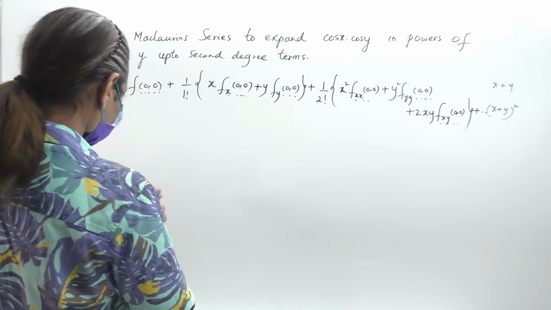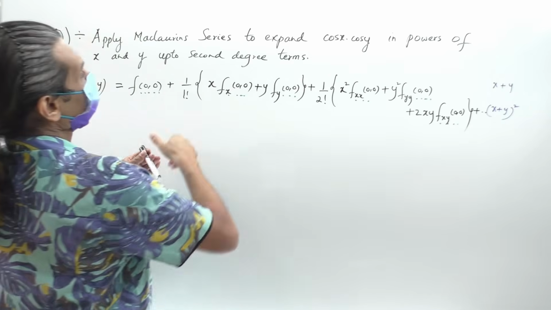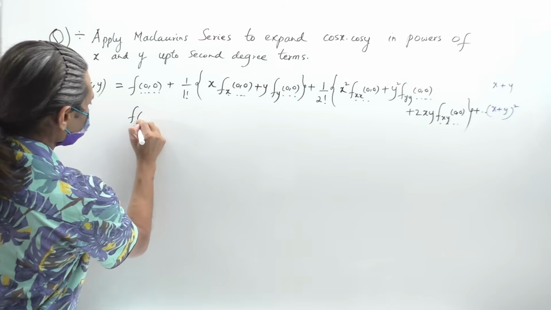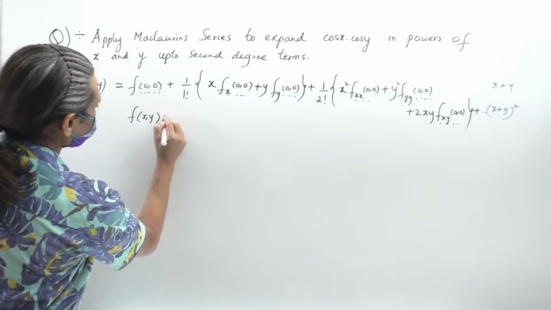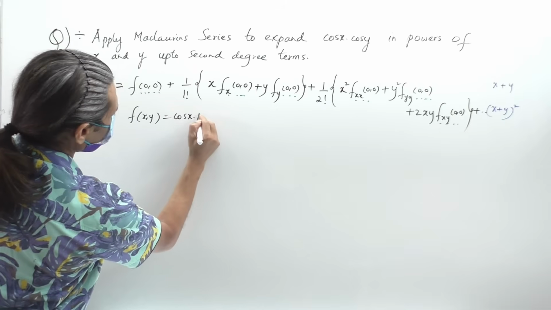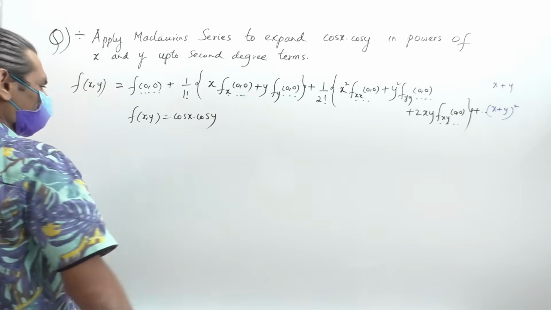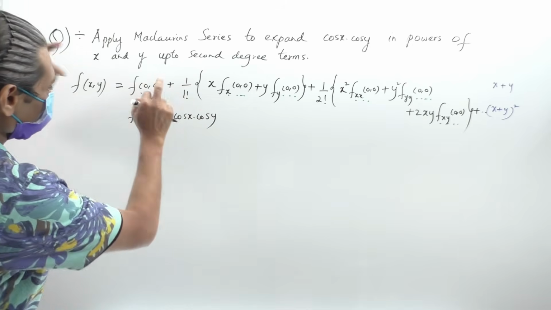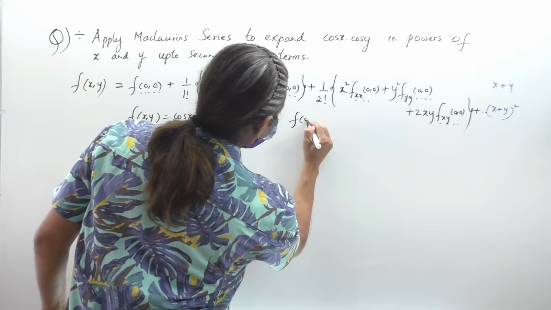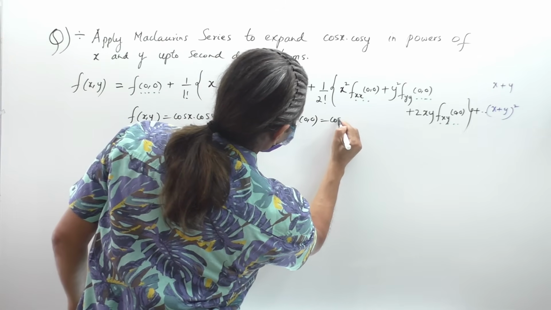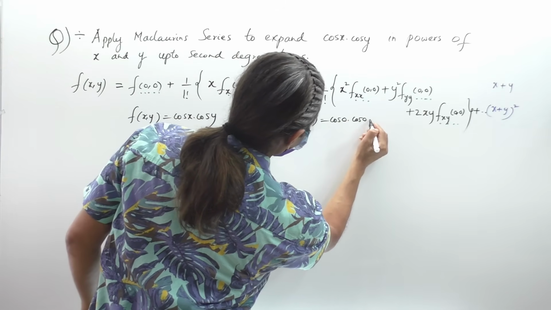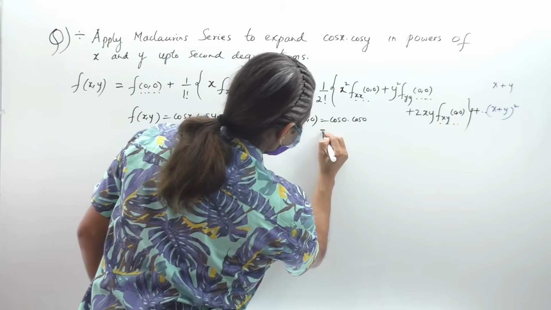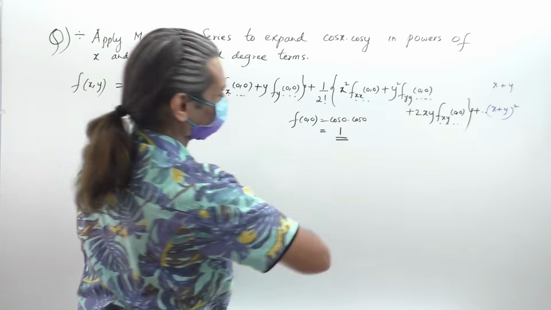See, now first we have the expansion for cos x cos y. The function is f of x comma y equals cos x into cos y. Fine. Now first what we need to find? f at 0 comma 0. That means f at 0 comma 0 will be cos 0 into cos 0. Wherever there is x, put 0, and y, 0. What is cos 0? 1. Cos 0 is 1. That's all.